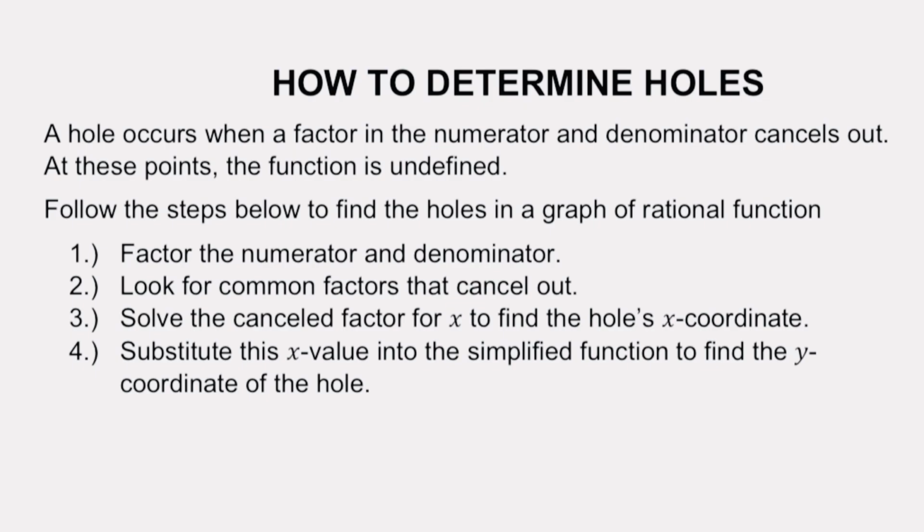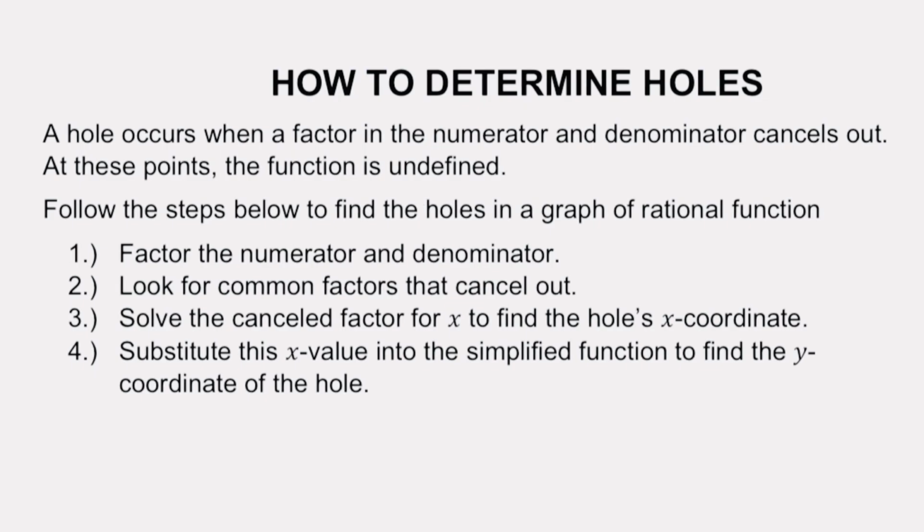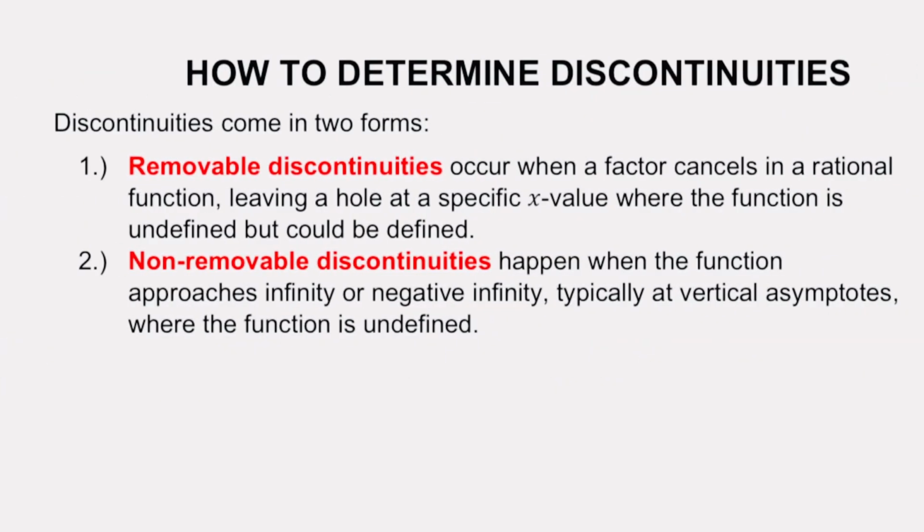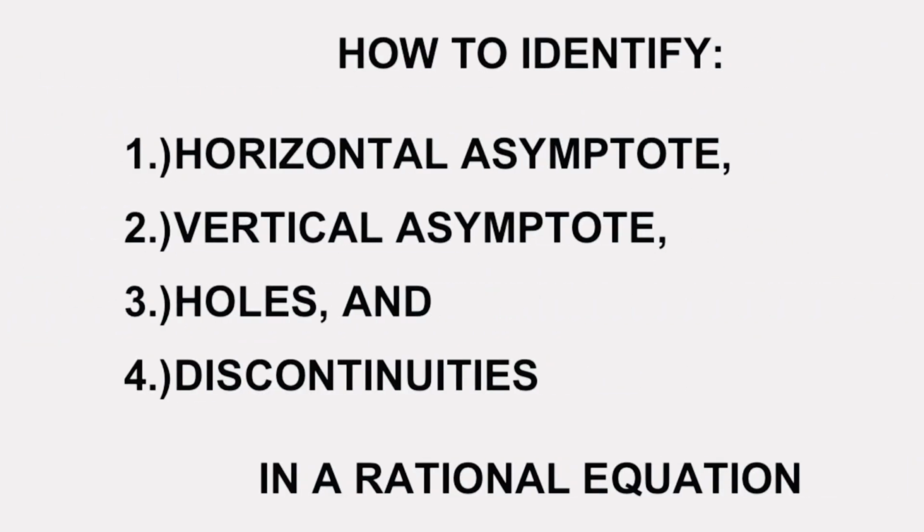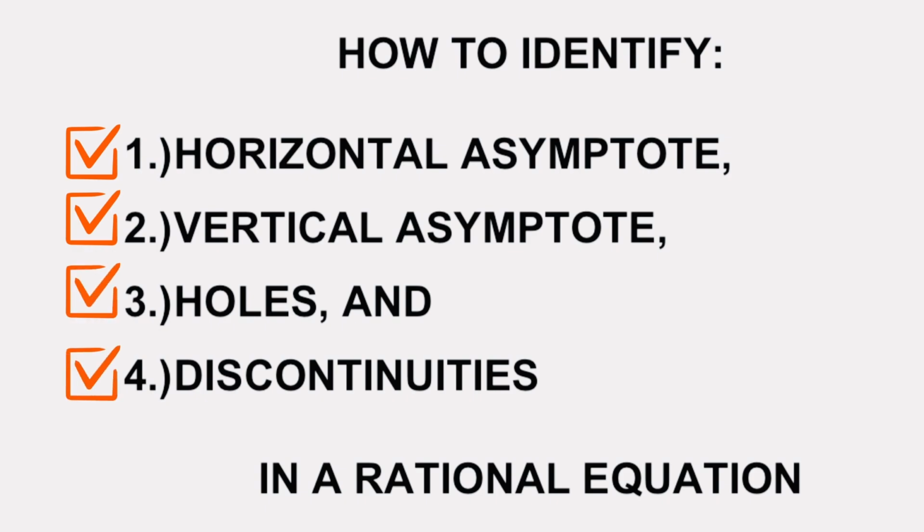Now let's go over the two types of discontinuities. Discontinuities come in two forms: the removable discontinuities, which represent the holes, and the non-removable discontinuities, which represent the vertical asymptotes. So this is the basic information about how to determine horizontal asymptotes, vertical asymptotes, holes, and discontinuities in a rational function.